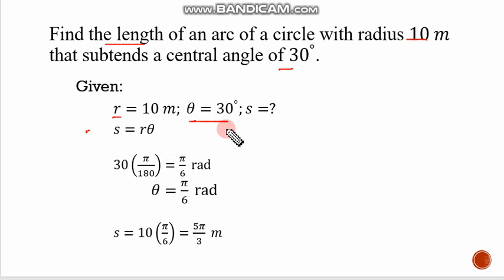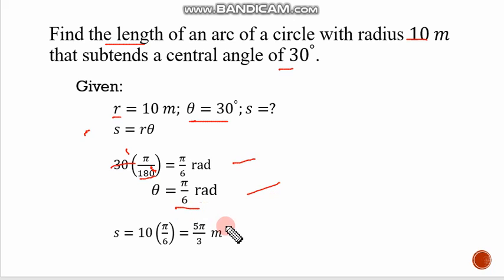The given angle here is 30 degrees. Therefore, we should convert it first from degree to radian measure before we apply this formula. So 30 times pi over 180. We can simplify this: let's divide the numerator and the denominator by 30. So this is 1 over 6. So our angle is pi over 6 rad.